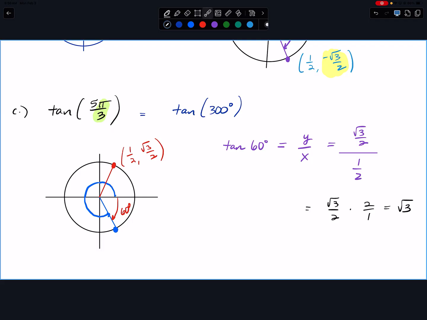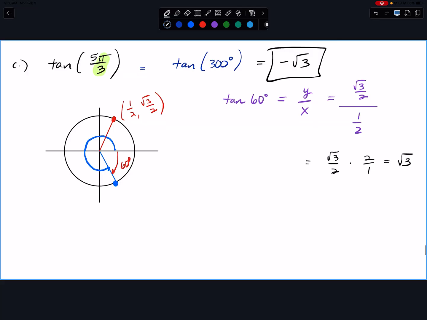But what do we know about tangent in this quadrant? It's going to be negative because it's going to be a negative divided by positive. So it's going to be negative square root 3. All right, let's do a hard one and then we'll move on. D.